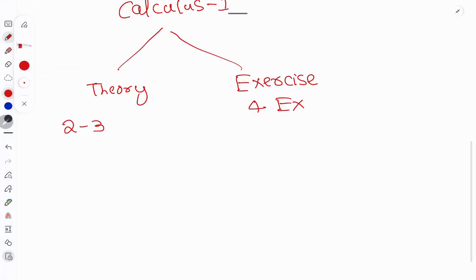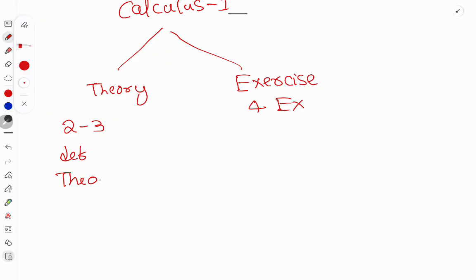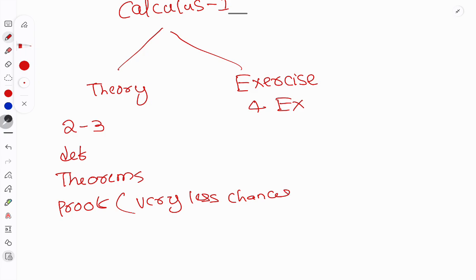In this theory exam, it could be any definitions, or theorems, or maybe proofs. Very less chance, because he will never ask proofs in this one. And maybe you have to give some examples and counterexamples of a theorem. Yeah, you can do that. Proof by example and counterexample.